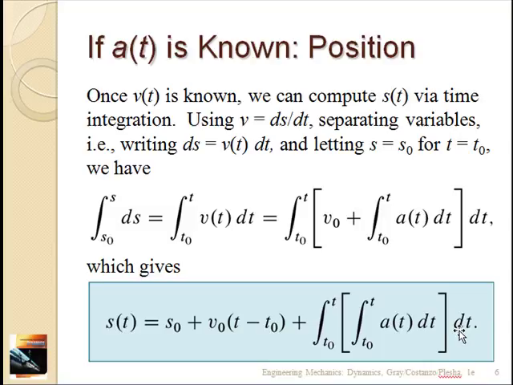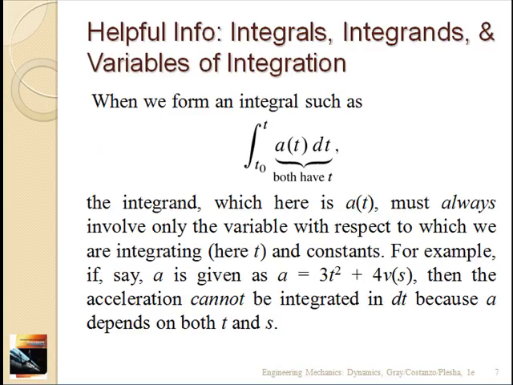Plus this integral. By substituting for v our result from before, v naught plus the integral from t naught to t of a of t dt, we can write this in terms of acceleration. So if we know the acceleration as a function of time and the initial position and initial velocity, then we can work out the position as a function of time. From the slide before, we worked out the velocity as a function of time. So once we know a of t, we can figure out v of t and s of t in a pretty straightforward fashion, depending on how complicated this is and how easy the integral is.